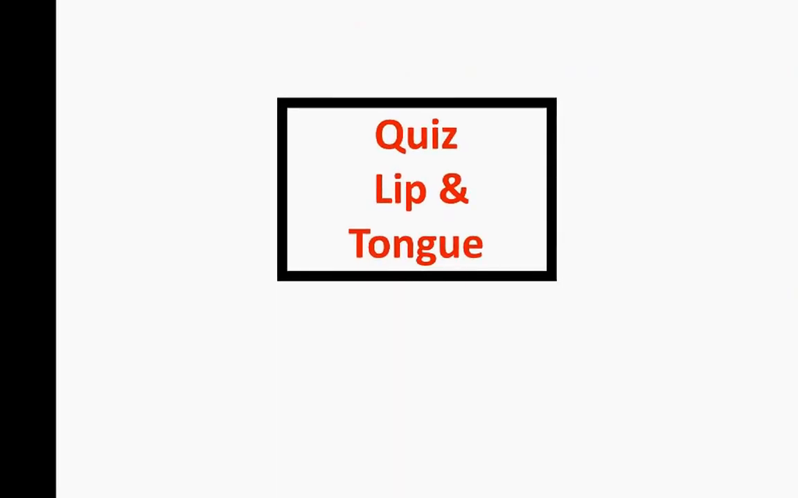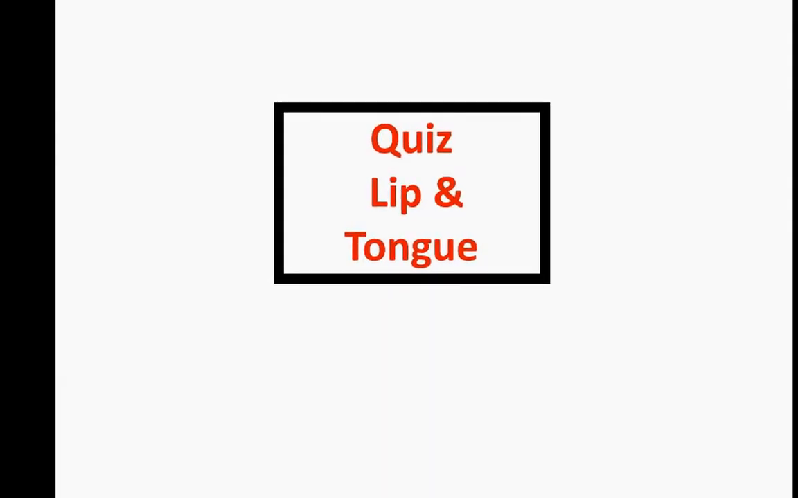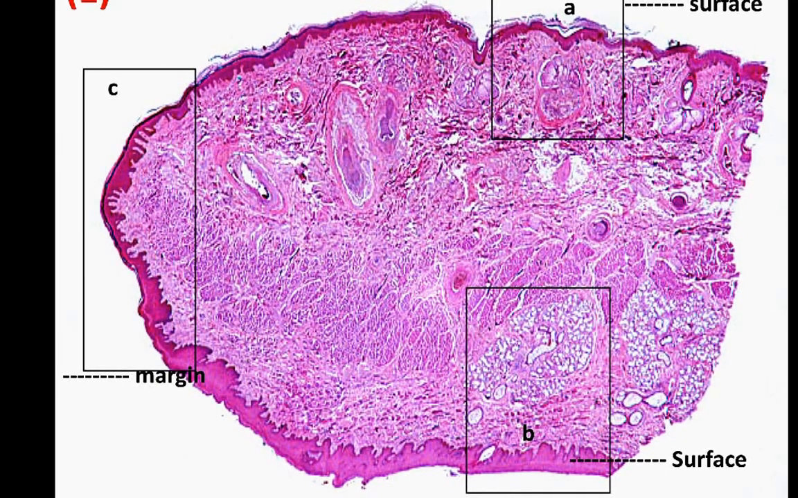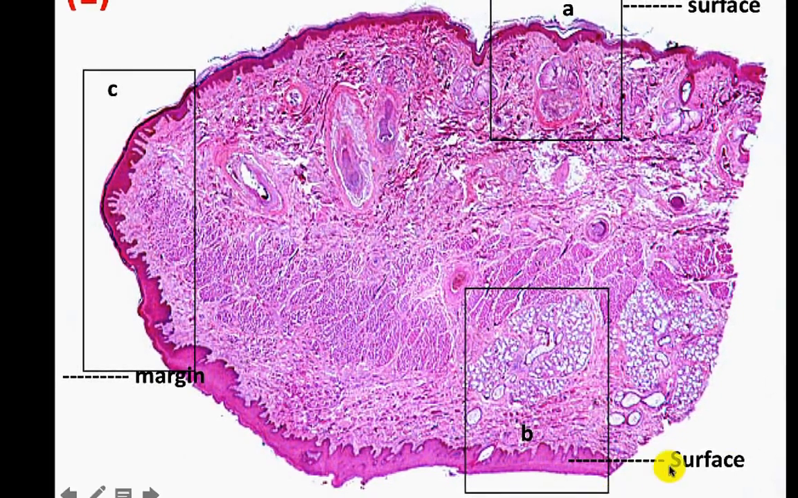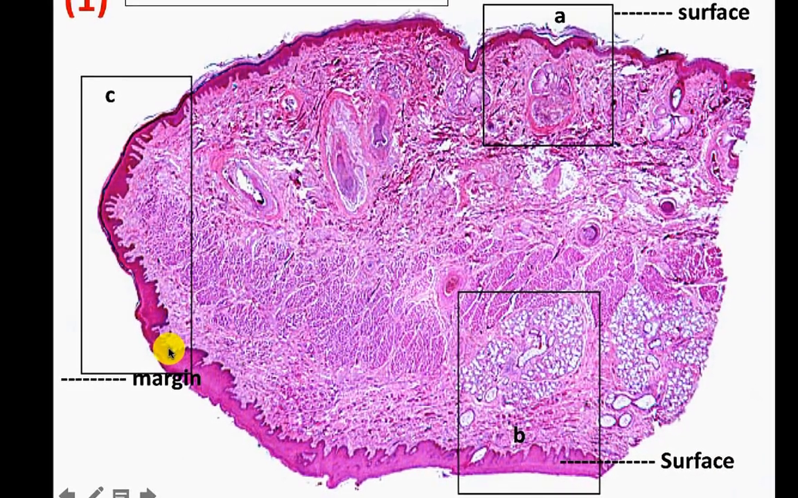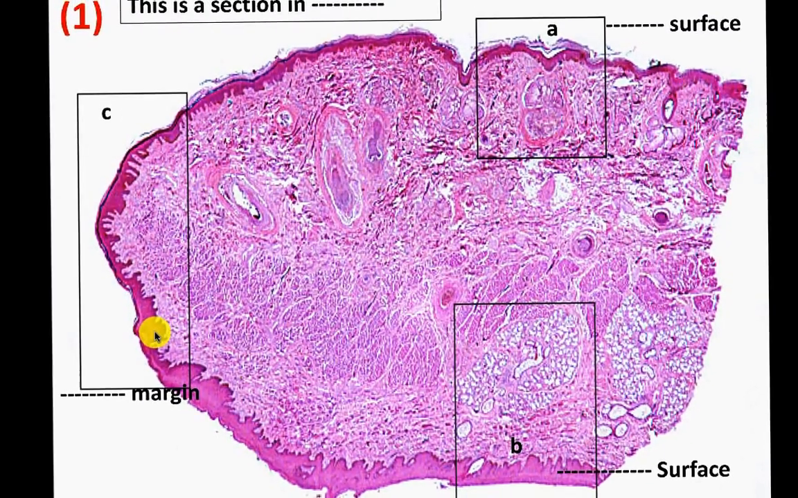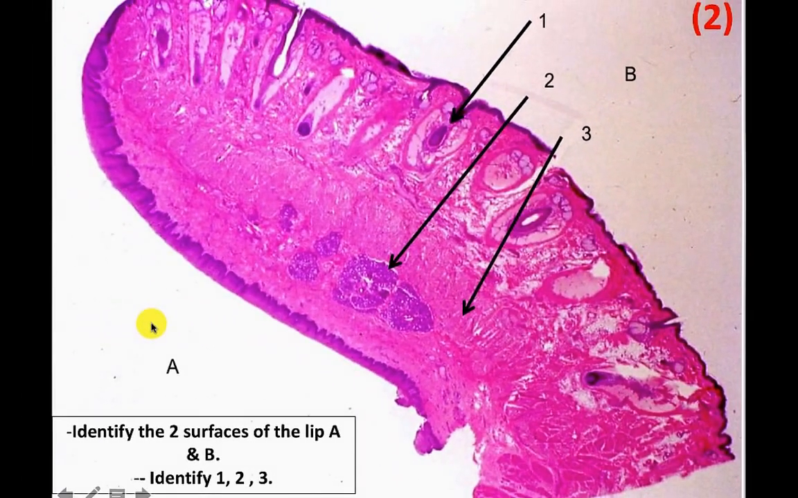Now we will start a quiz on the lip and the tongue. This is a section in the lip. A, skin surface. B, mucous membrane surface. And C, it is the red margin, also known as the vermilion. And this is slide 2. A is the mucous membrane surface and B is the skin.